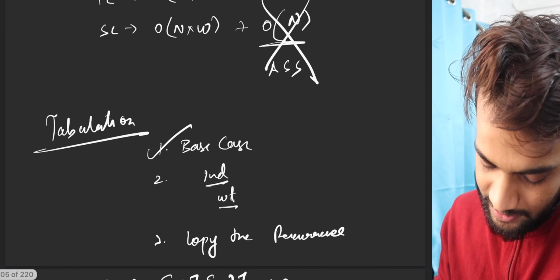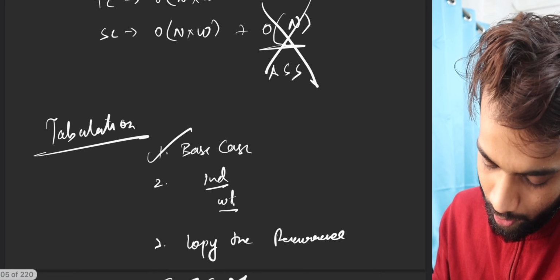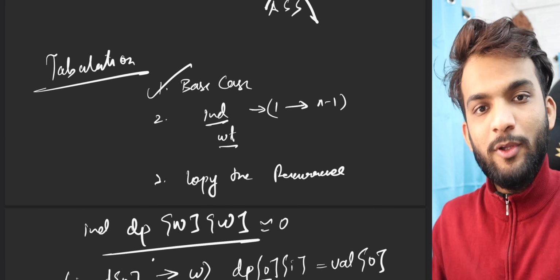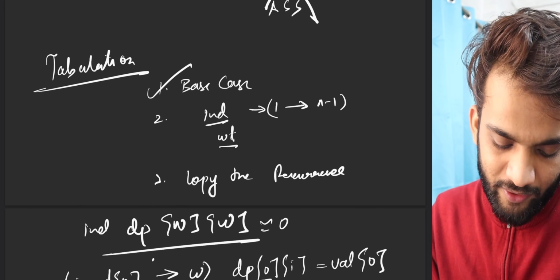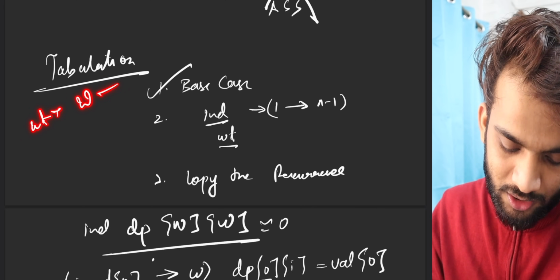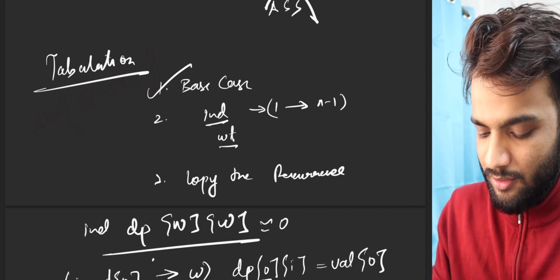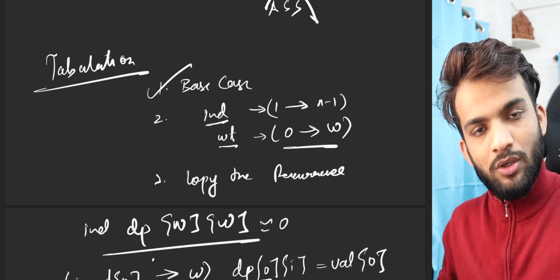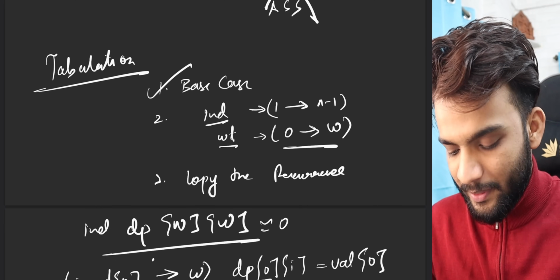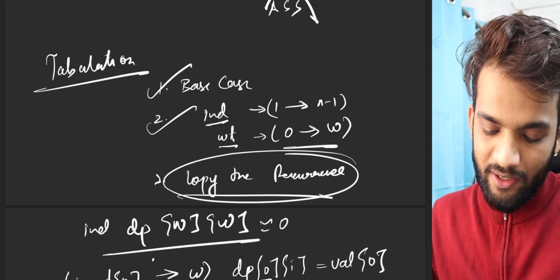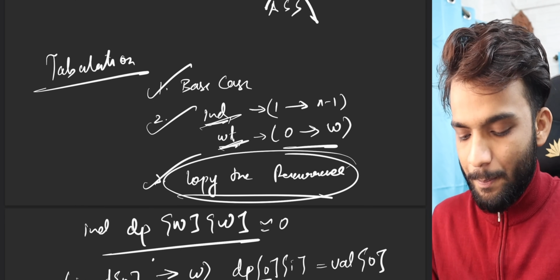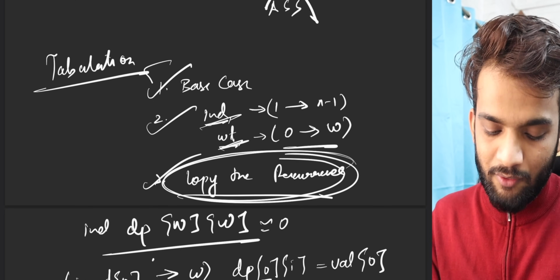The 0th case is done over here. So you'll move it from 1 to n minus 1. What about the weight? Again, you're moving the weight from W till 0, so you'll do it opposite. It will be 0 to W. Okay, and then copy the recurrence. So that's the funda that you have to apply. Just write 2 nested loops and copy the recurrence. You will be pretty much done with the tabulation.